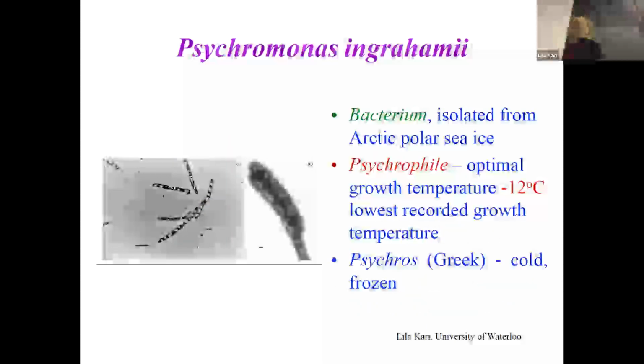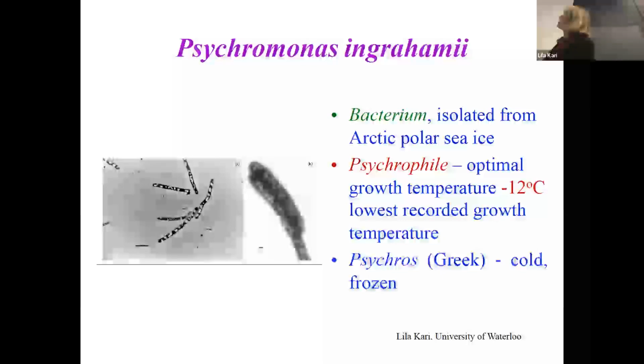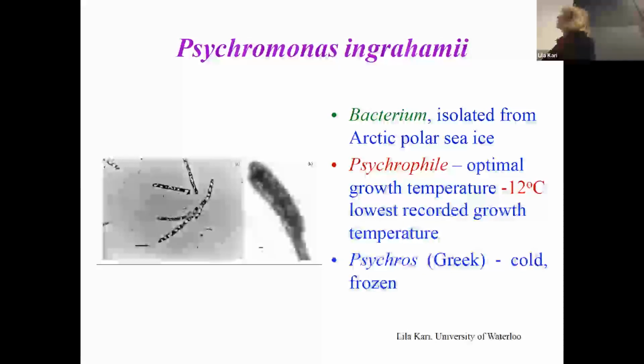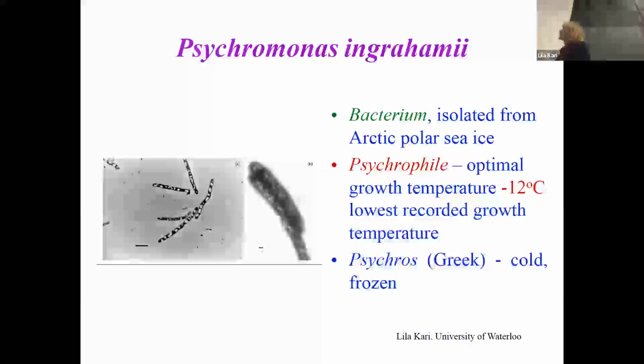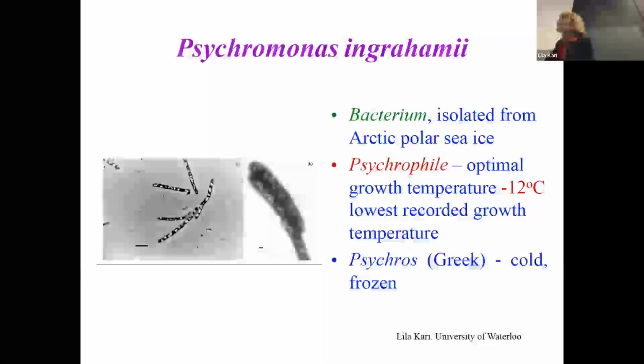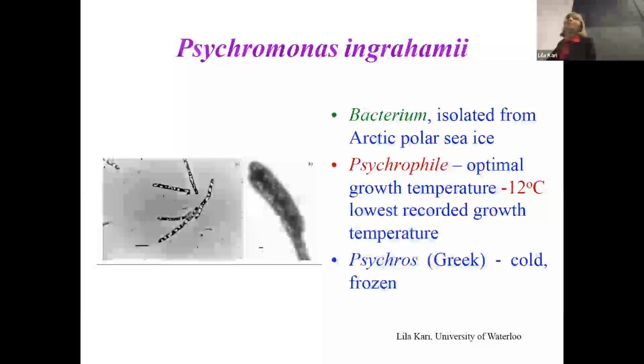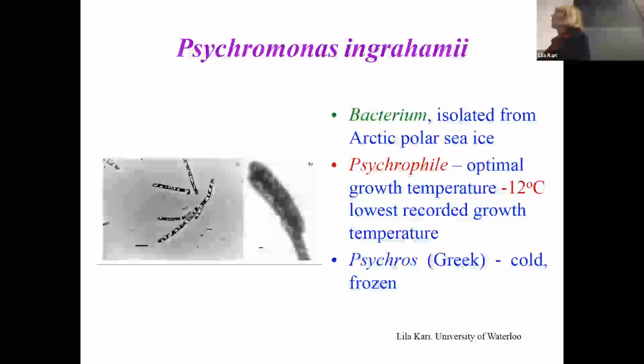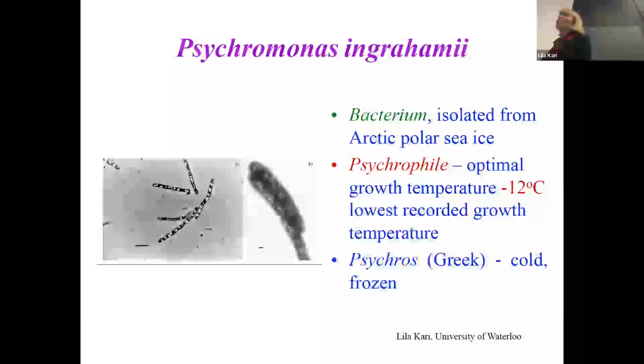Let me give an example of another one. This is Psychromonas ingrahamii. It's a bacterium isolated from Arctic polar sea ice, so it can live at below freezing temperatures. This is a psychrophile. Its optimal growth temperature is minus 12 degrees Celsius in salty water, obviously, because otherwise it would be solid. And this is the lowest recorded growth temperature for any organism. The name psychrophile comes from the Greek psychros, which means cold or frozen.